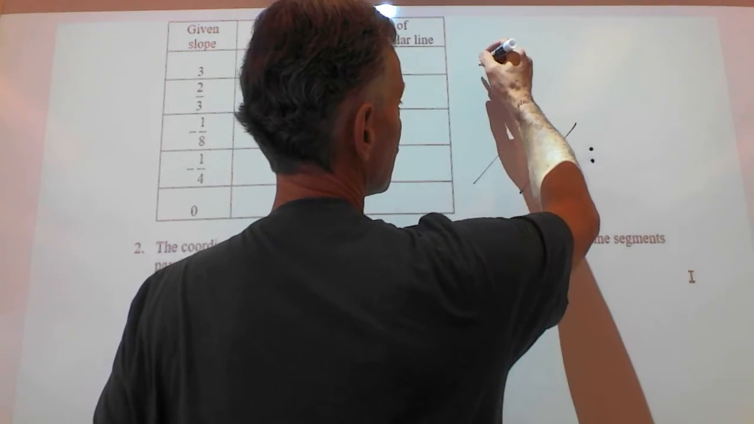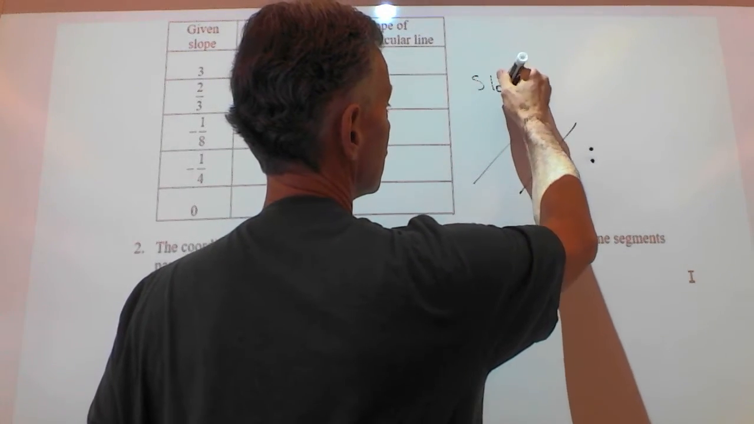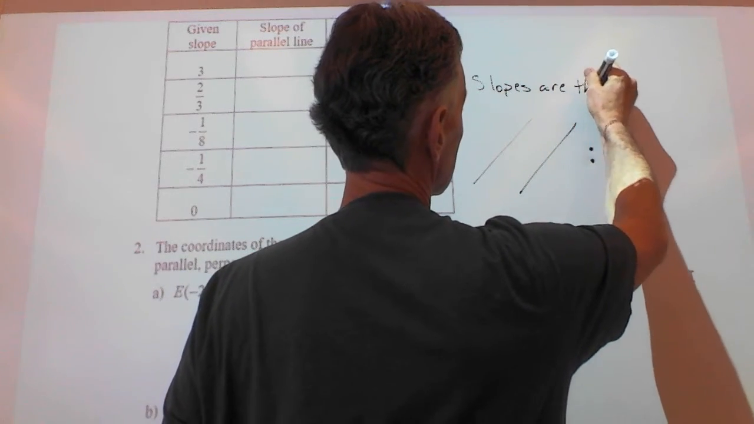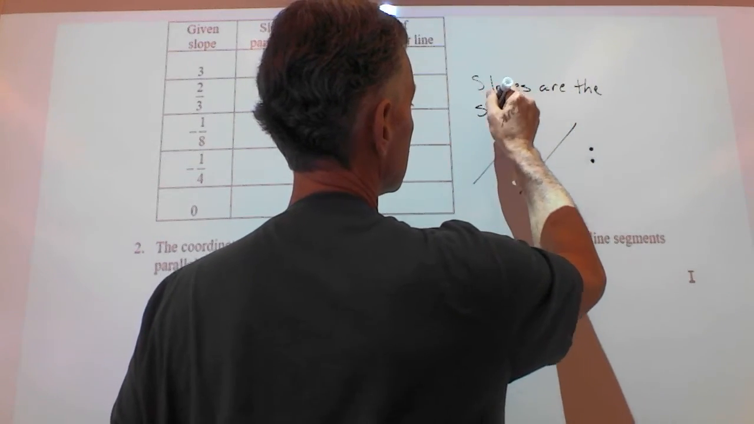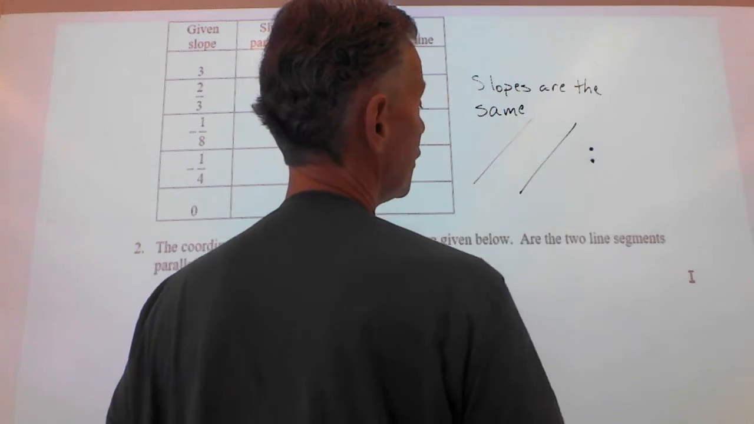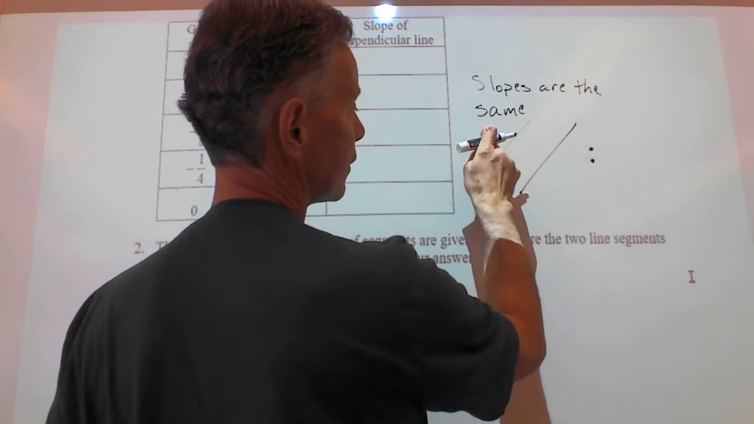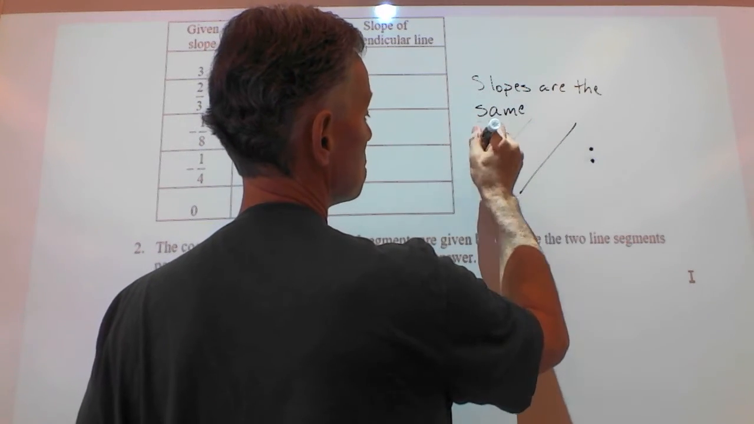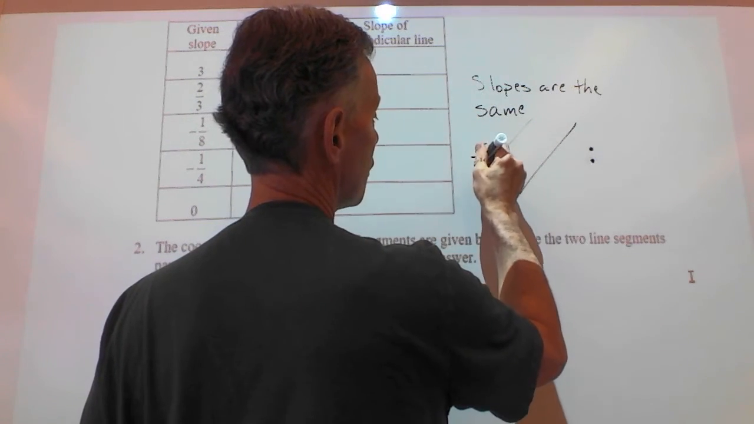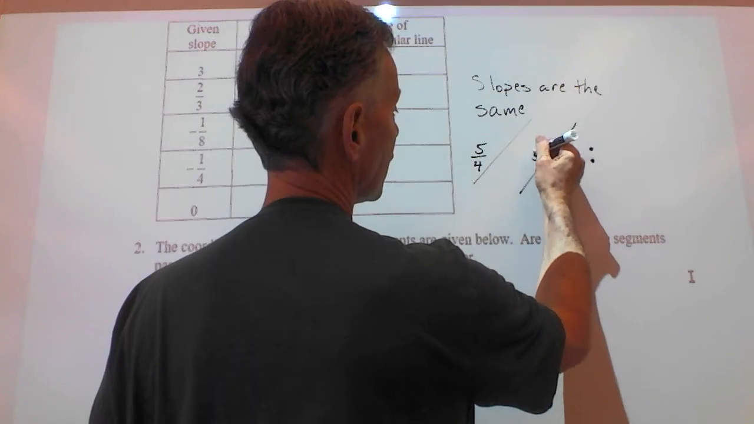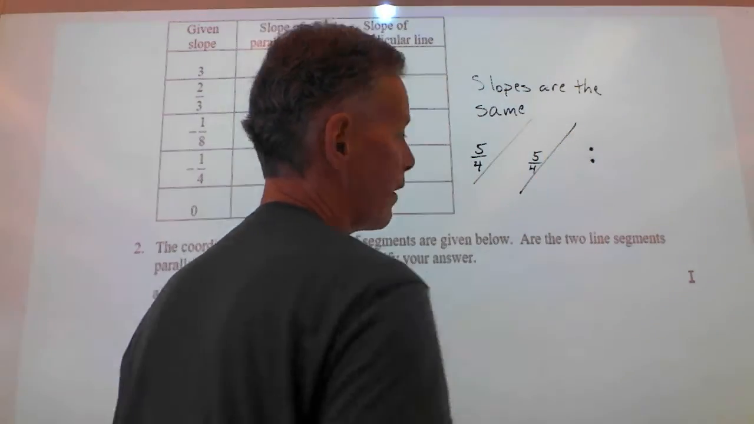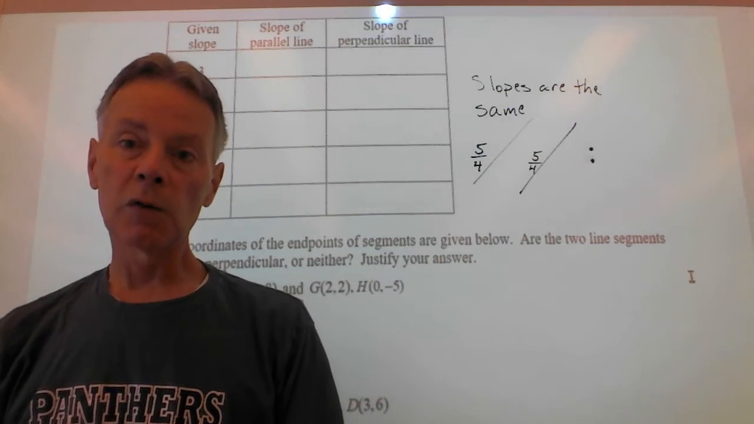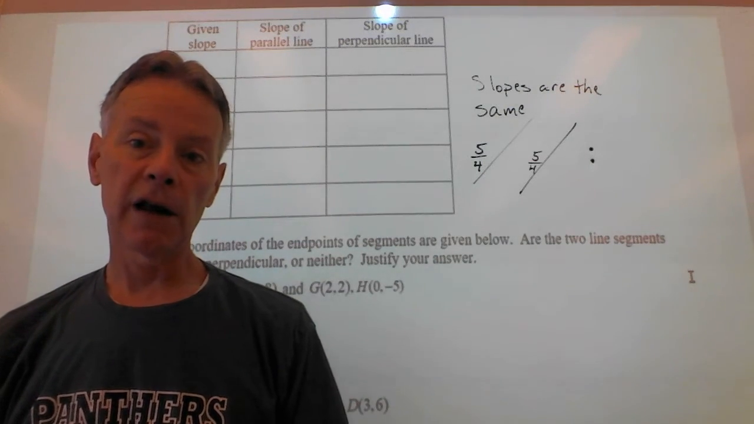So slopes are the same. So what that means is if the slope of this guy is whatever, 5/4, then the slope of this guy is also 5/4. Okay? And we'll use that information in the word problems that we take a look at today.